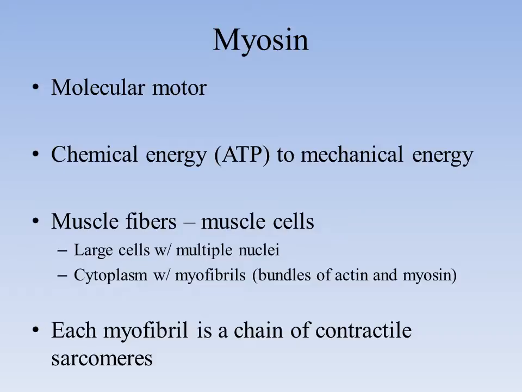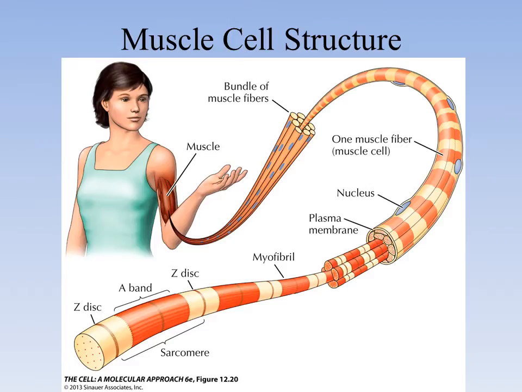And so each myofibril that's present in the cytoplasm of these muscle cells is a chain of contractile sarcomeres. And so it's going to be a chain of something known as a sarcomere. Let's take a look at the structure of a sarcomere here. All right, so this is showing the muscle cell structure. So here we have our muscle.